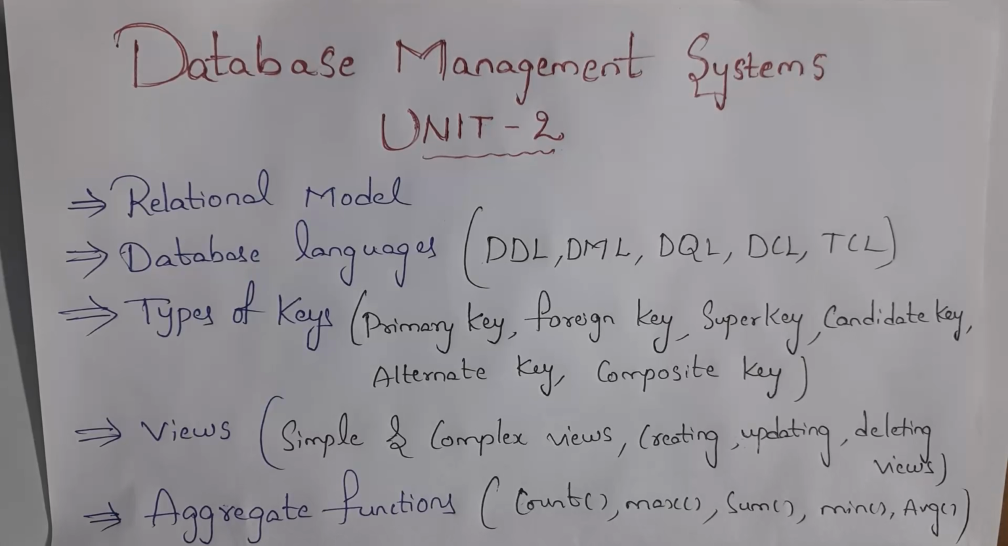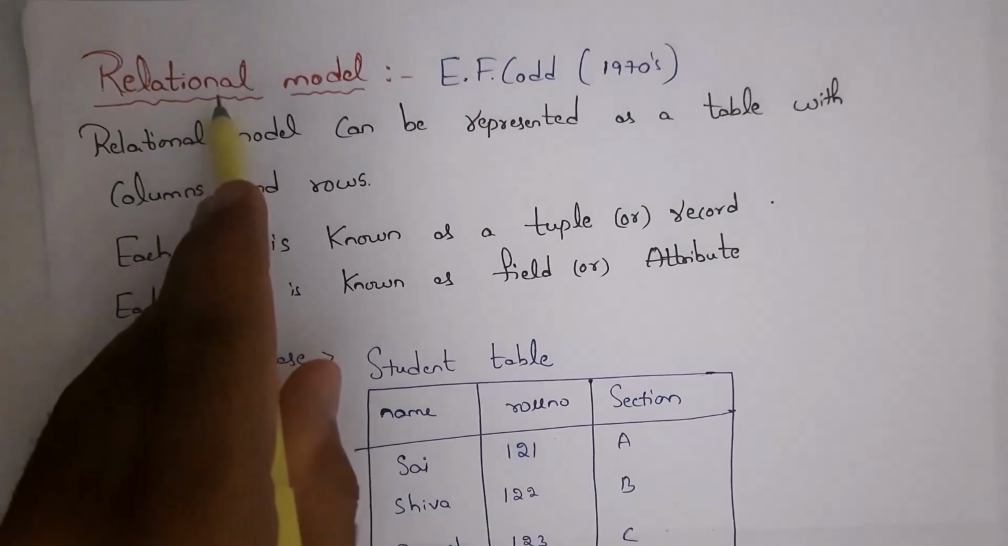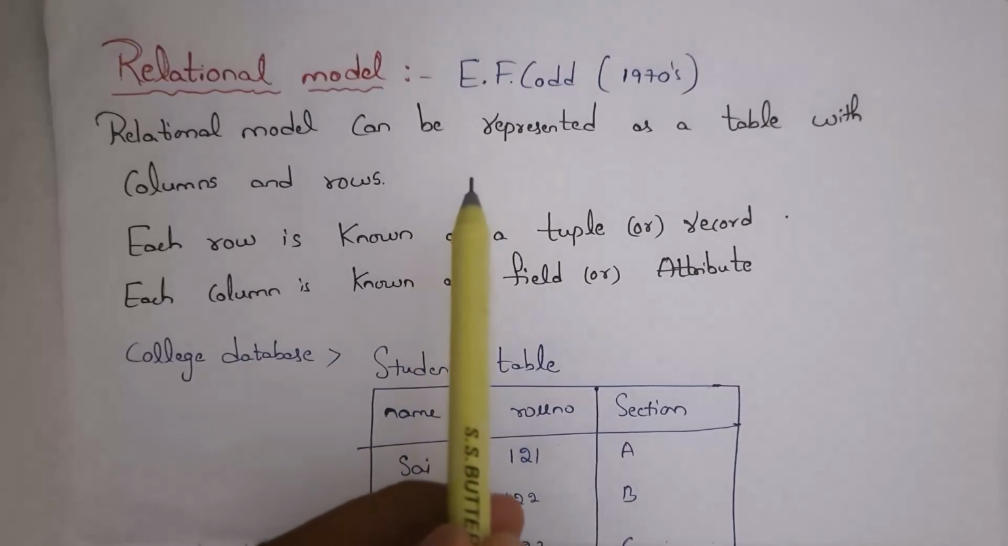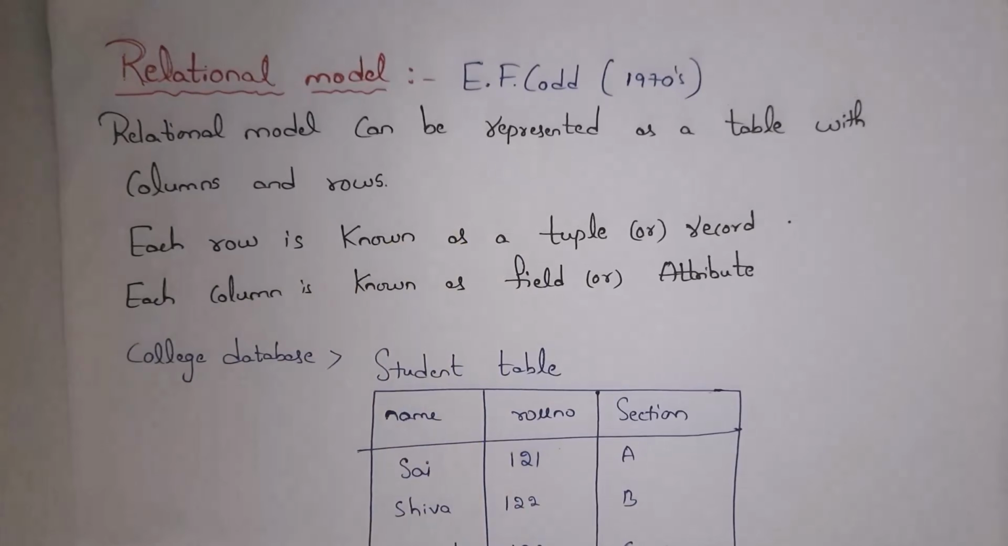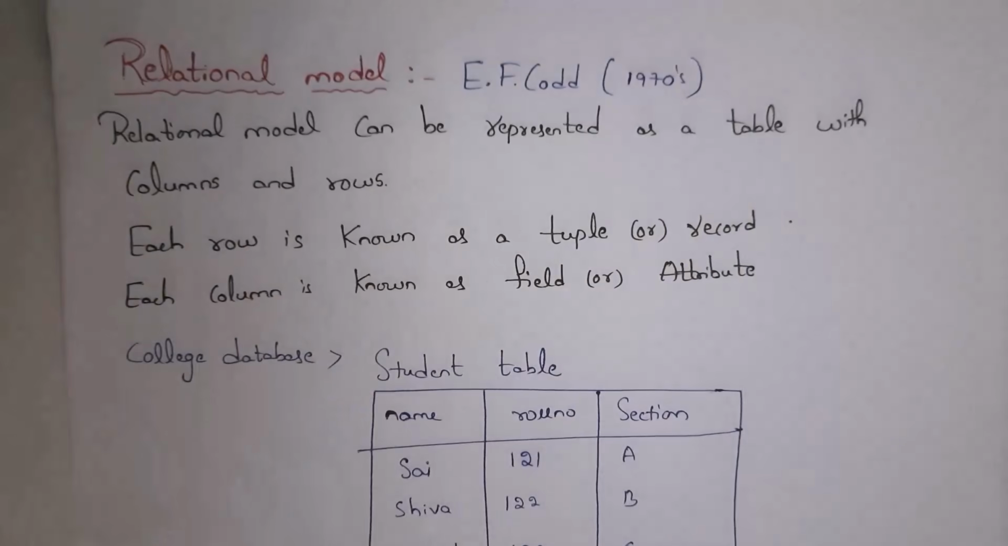Let's get started. At first I will explain what is relational model in DBMS. E.F. Codd is the person who developed relational model in 1970s. Guys, relational model is nothing but database which shows data in the form of tables. That is, in the form of rows and columns is known as relational model. So relational model can be represented as a table with columns and rows.